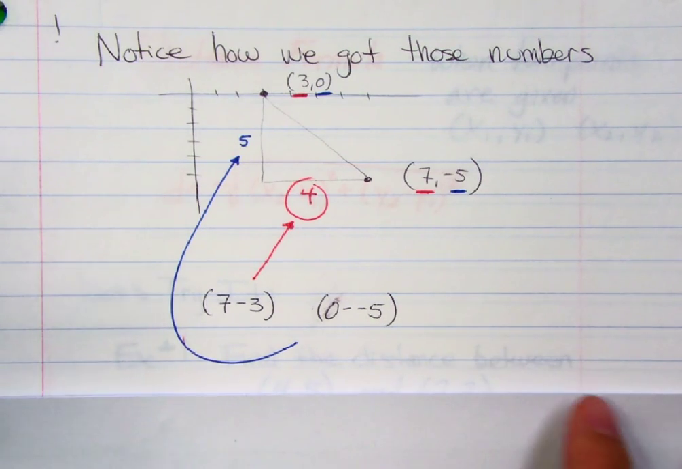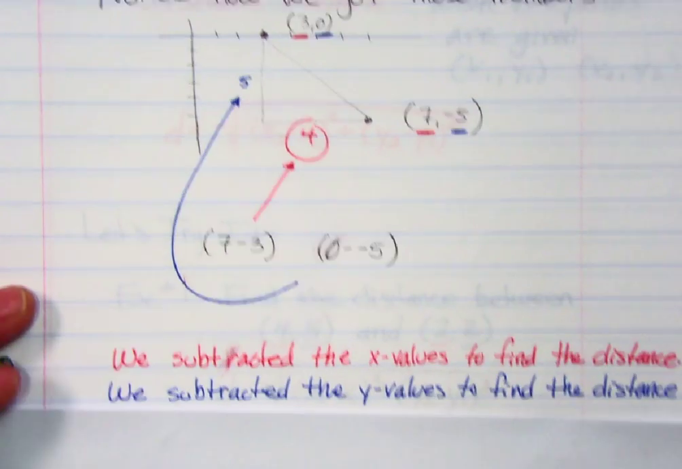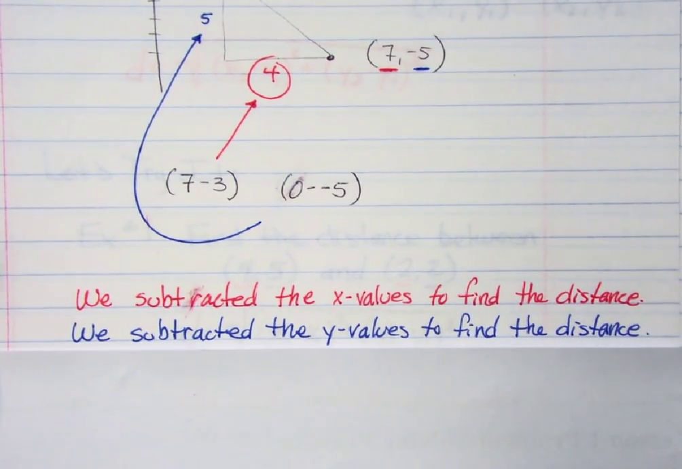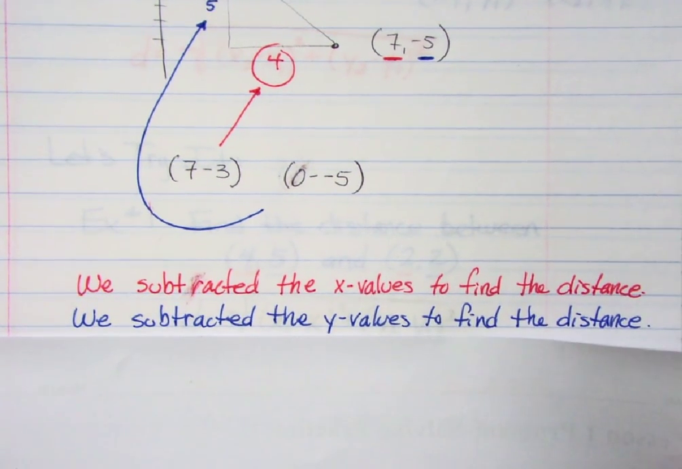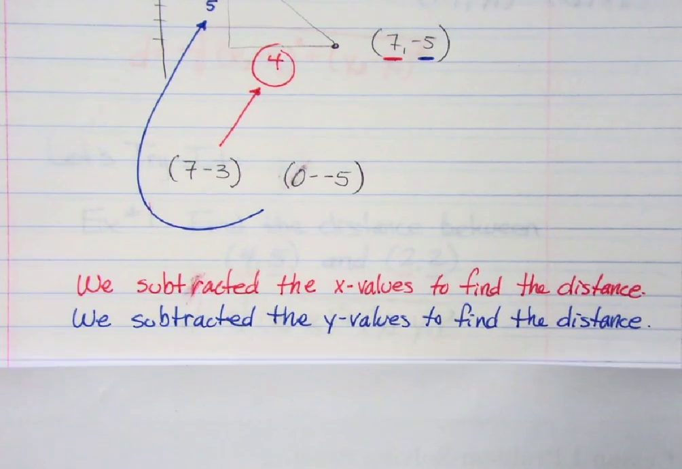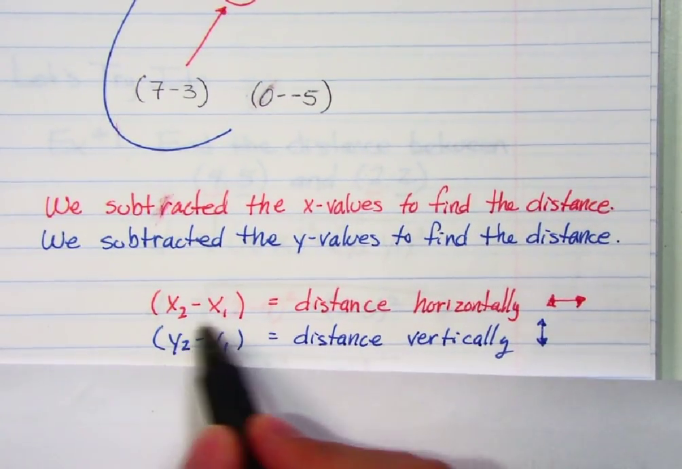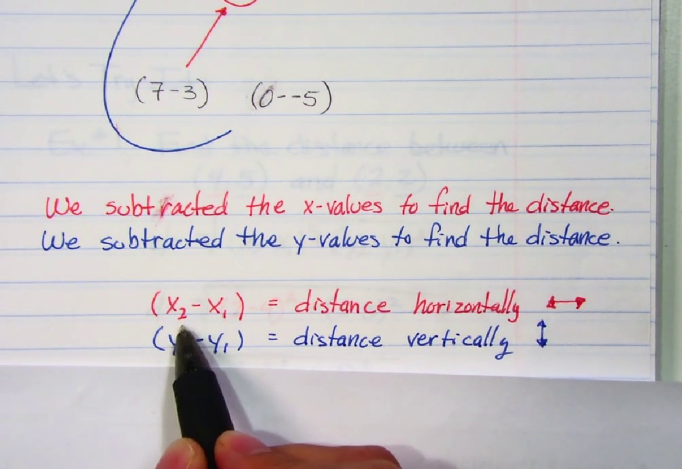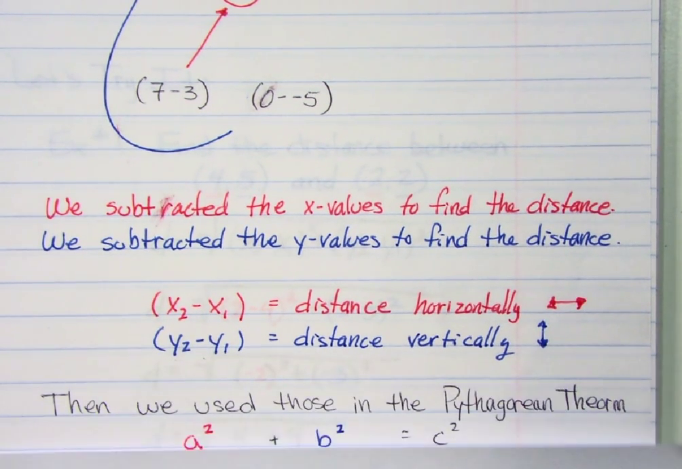So what I did is I just subtracted the values. We subtract the x values to find the horizontal distance, and the y values to get the vertical distance. That's what I wrote there. x2 and x1 just mean the first or the second point. The first x, the second x, subtract those two. The first y, the second y, subtract those two. So that's what we ended up doing.